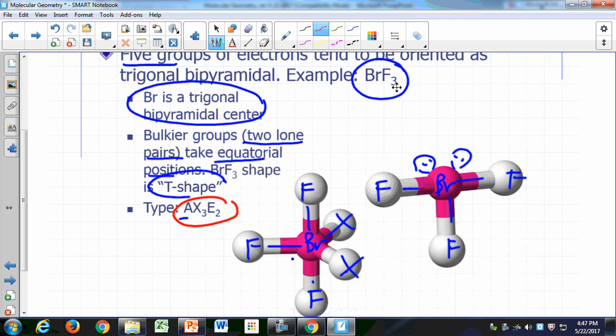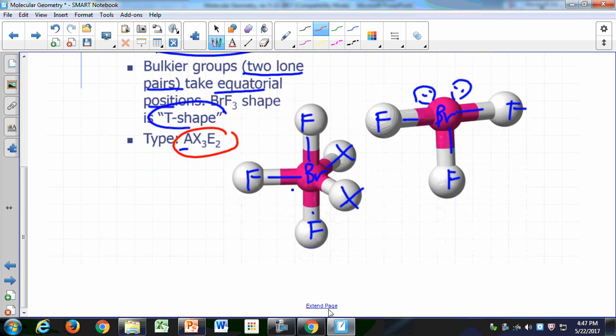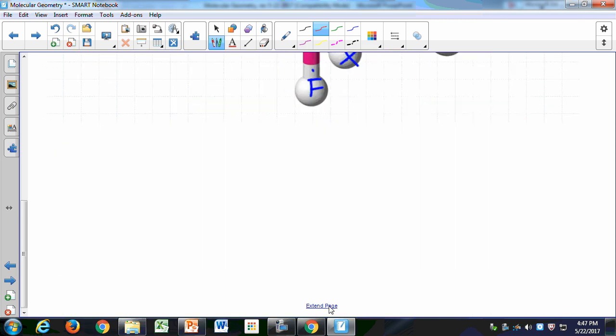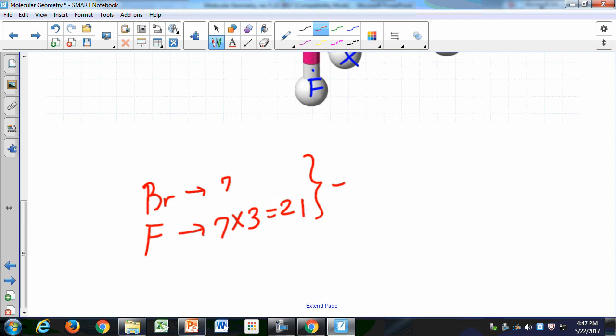Now, how did we figure out that there are 5 groups in BrF3? Let's go ahead and do that. Bromine by itself should have 7, so it contributes 7. Fluorine is also a halogen, group 7A, so it contributes 7. There's 3 of them, so that gives you 21. So BrF3 needs 28 valence electrons.